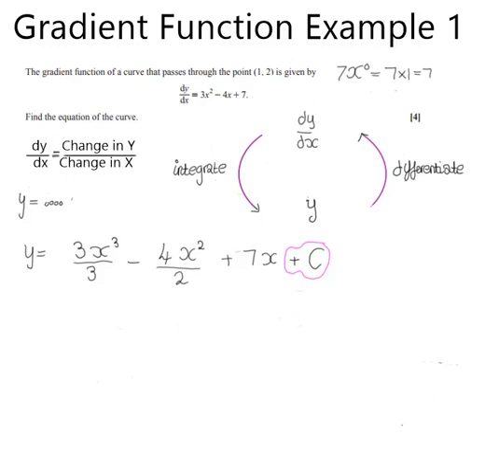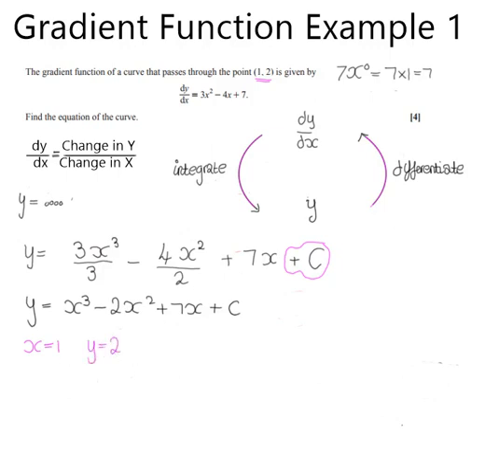What I recommend first is let's simplify this equation. So we're going to have y equals 3 over 3, which is the same as 1, so we'll have x cubed minus 2x squared plus 7x plus c. Okay, so in order to find out what this plus c is, they've given us a nice handy tip here. They've given us this coordinate (1, 2). What this means is that when x is equal to 1, y is going to equal 2.